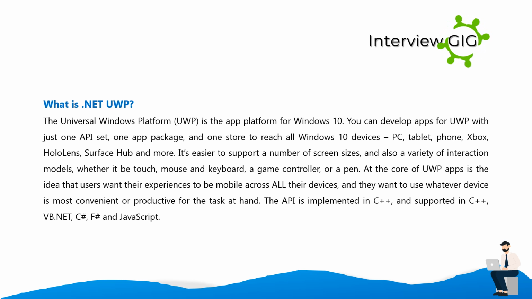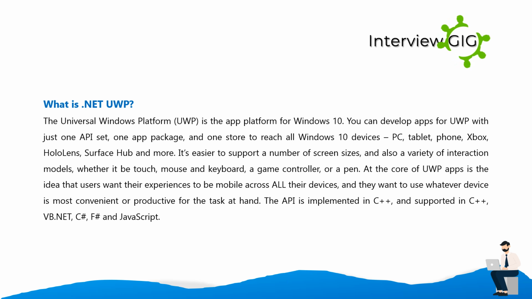What is .NET UWP? The Universal Windows Platform, UWP, is the app platform for Windows 10. You can develop apps for UWP with just one API set, one app package, and one store to reach all Windows 10 devices: PC, tablet, phone, Xbox, HoloLens, Surface Hub and more. It's easier to support a number of screen sizes, and also a variety of interaction models, whether it be touch, mouse and keyboard, a game controller, or a pen.